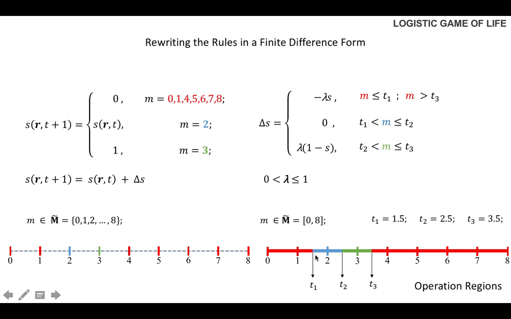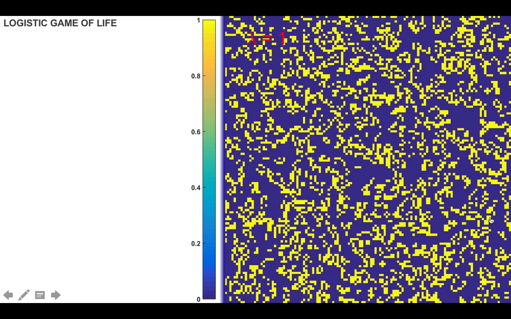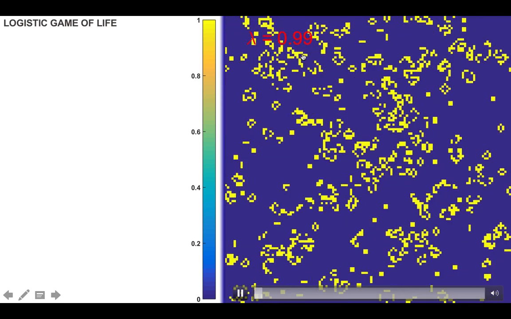Similarly, T1, which is the border between this decay operation and stability operation, is chosen to be 1.5, and this is 2.5, and this is 3.5, T3. So you can see that by including lambda, a single parameter, we are forced to include these other parameters, but we can still see a lot of richness by just changing lambda without changing any of these parameters. Okay, let's see what happens when we include this lambda parameter.